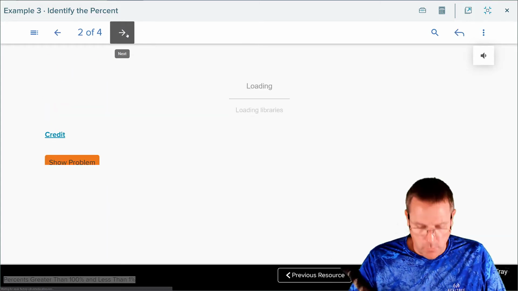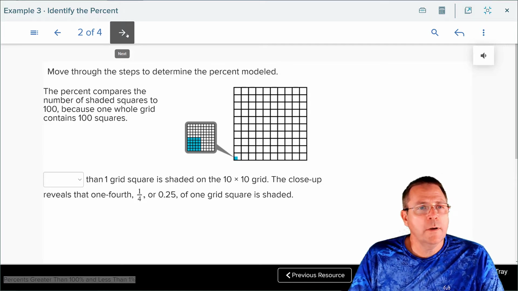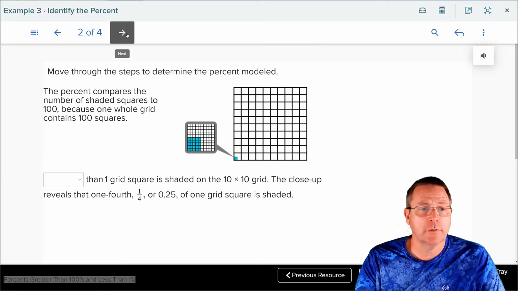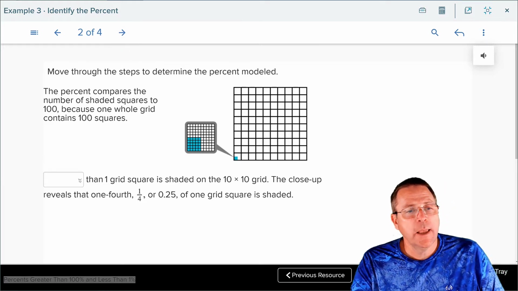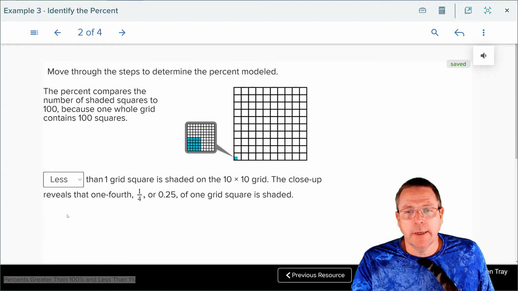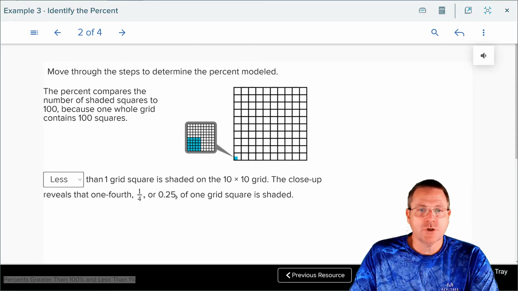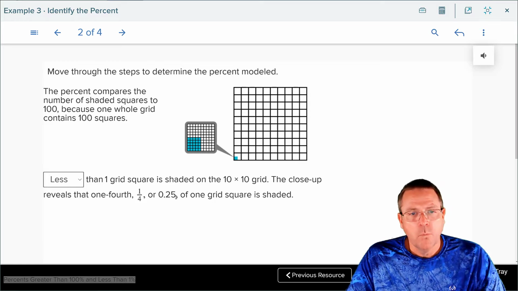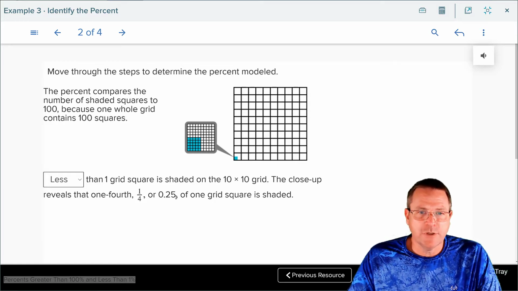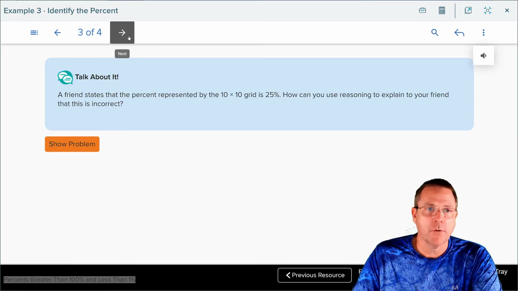So from there, what are we going to do to work the problem? The percent compares the number of shaded squares to 100 because the entire grid is 100 squares. From here we can say that less than one grid square is shaded on the 10 by 10, and if we had a close-up to that, we would see that 1/4, also known as 0.25, of that square is shaded, which would make that 25% of that square, or 0.25% of the entire one.